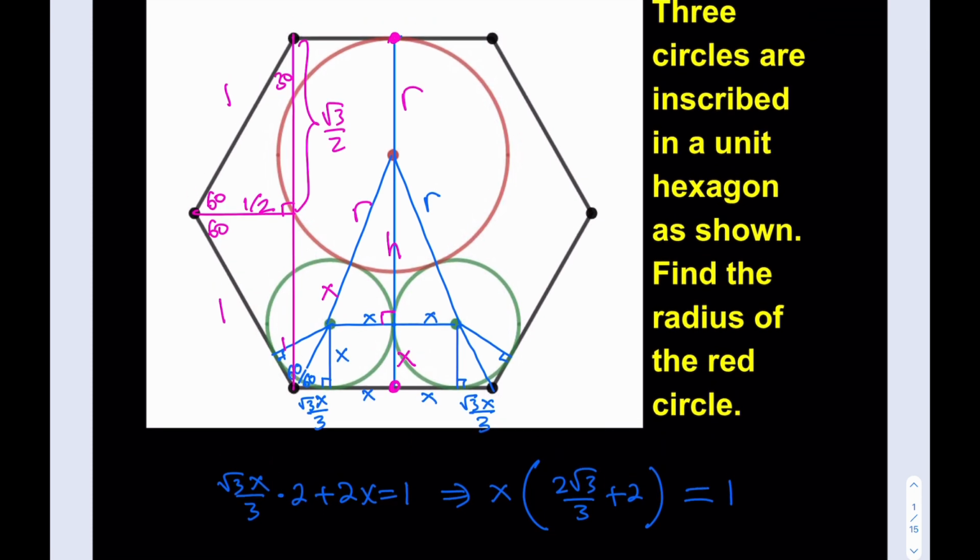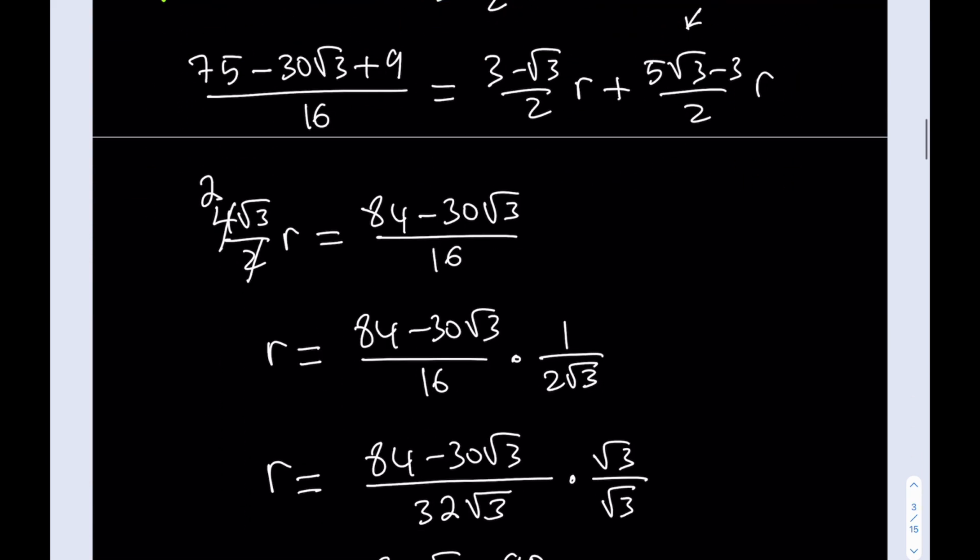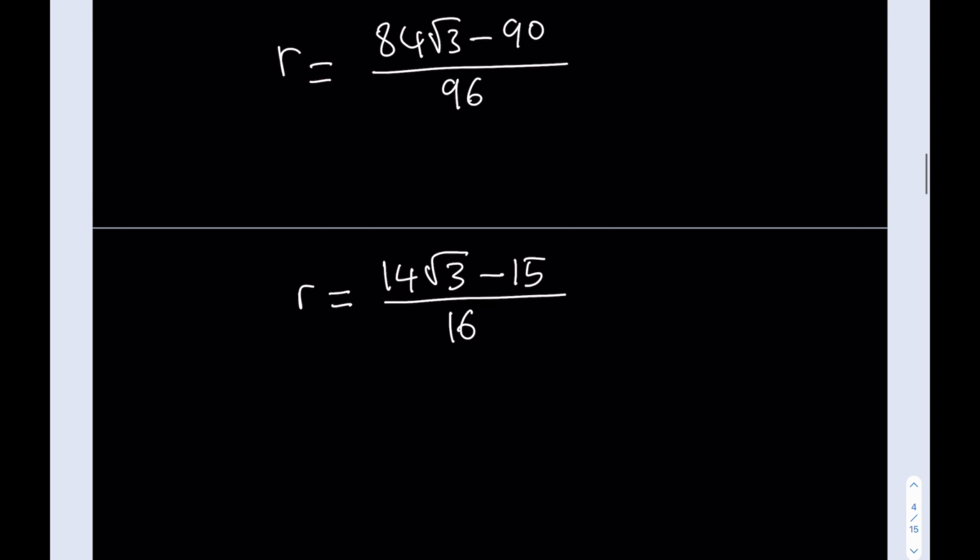We found X, we had to find it. But now R is the radius of the red circle, R for red. And R is equal to 14 root 3 minus 15 divided by 16. All right, that's our answer.